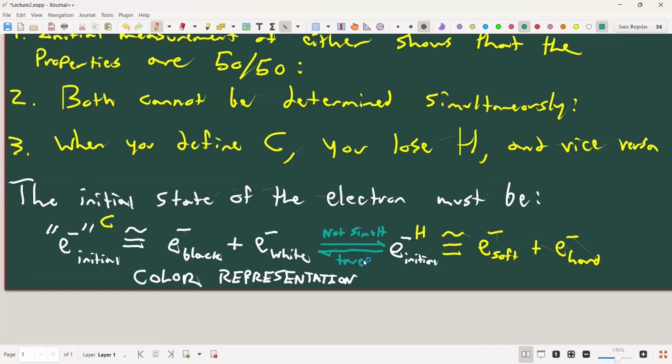If I have this, my hardness is always this. If I have this, my color representation is always the sum of the two. It's even more general than this, as we'll see. I've said that the electron is a sum of the black and the white, but it turns out, and you'll look at this in the problem set, there's actually plus or minus. You can have a black minus white electron and a black plus white electron, and they're equivalent. They have the same physics, but they're two different representations of the same electron.